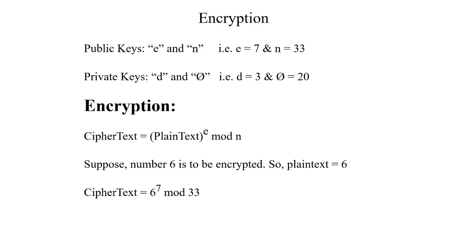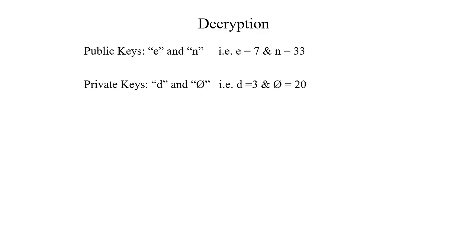So after simplification of this, 6 raised to 7 will be the number 279936 mod 33. So this particular 279936, when it is divided by 33, will return the remainder equal to 30. So my ciphertext is 30. So plain text 6 will be encrypted as the ciphertext 30.